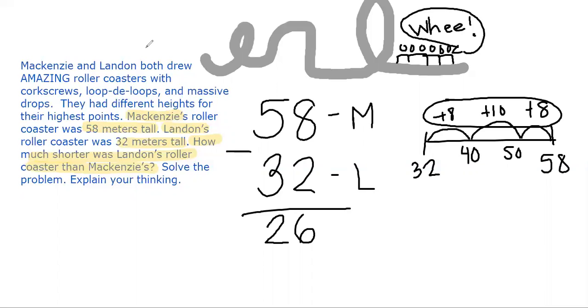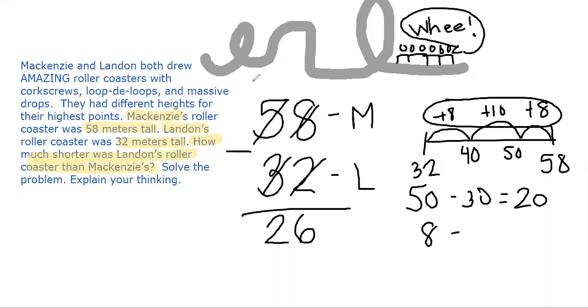I can do 50 minus 30 equals 20. And I sure can. I can subtract without regrouping. 8 minus 2 equals 6. 20 plus 6 equals 26.